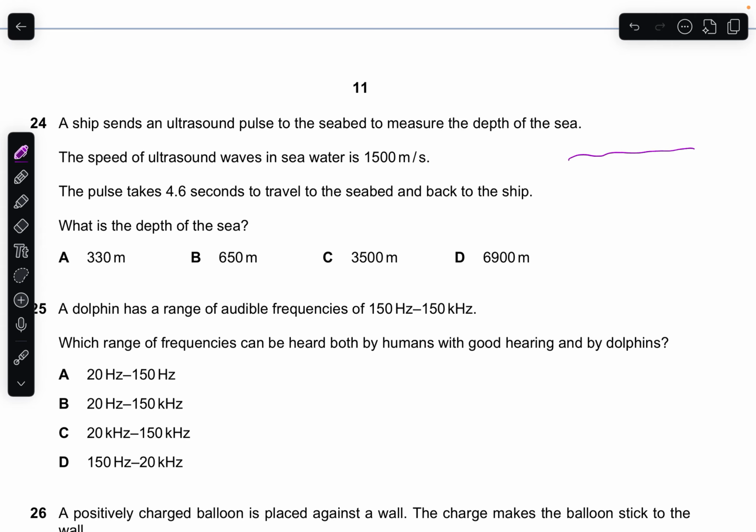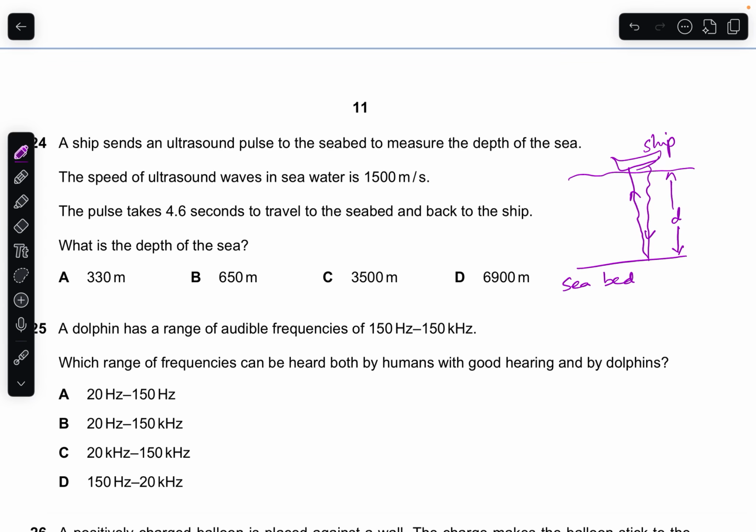Let's suppose this is the surface, this is the seabed, and there is some ship. Sorry for my diagram. Suppose this is the wave traveling there, and then it will reach back. So depth is one-sided distance. You have to find this d. The wave is traveling double the distance of the depth, because it's going towards the seabed then coming back, and you have that total time.